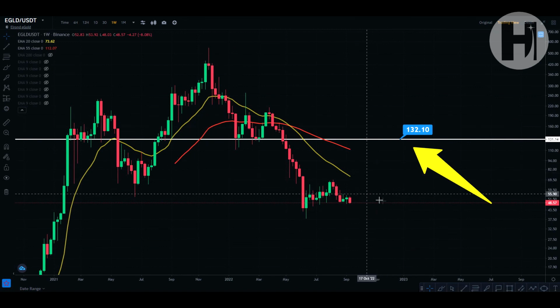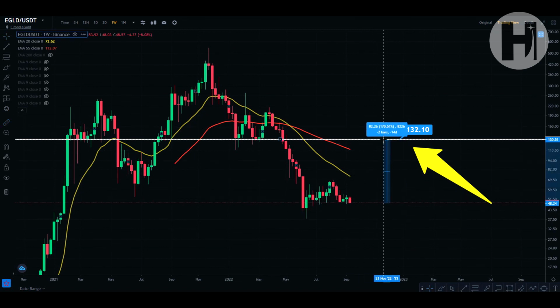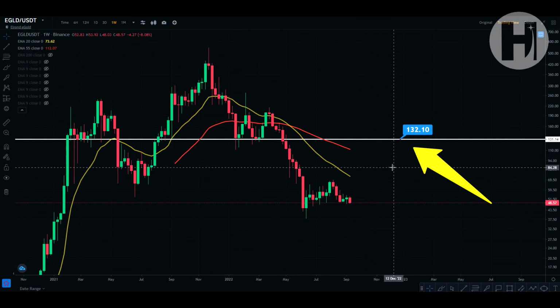So yeah, from where we are right now, that would be a great opportunity to get a 170% trade. So in my opinion, that's not too bad even in a bear market.